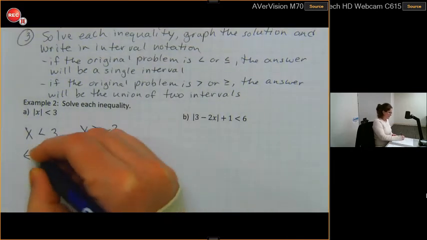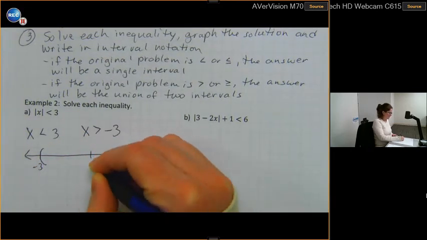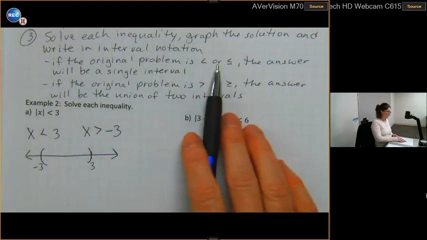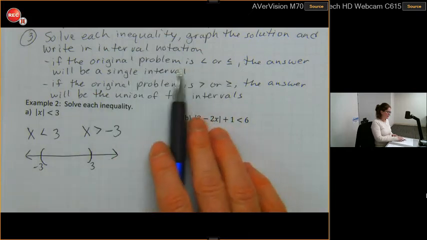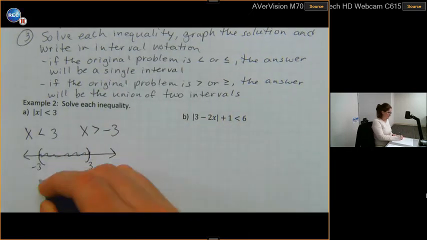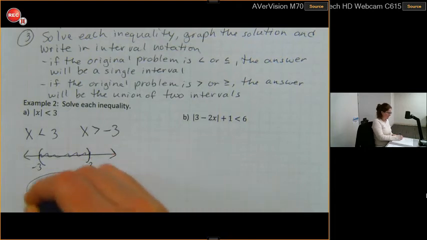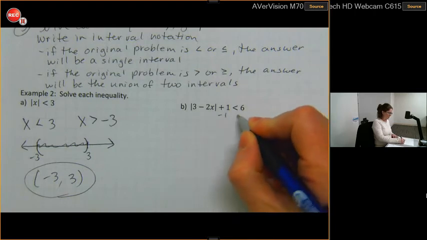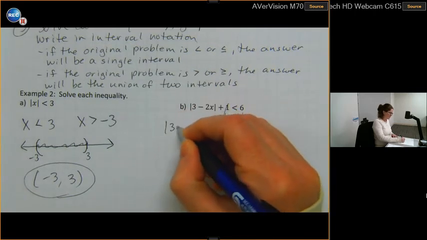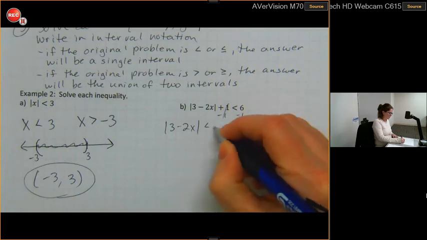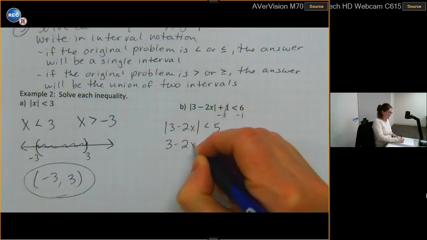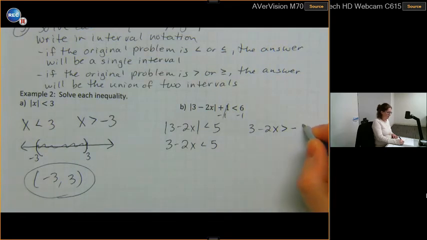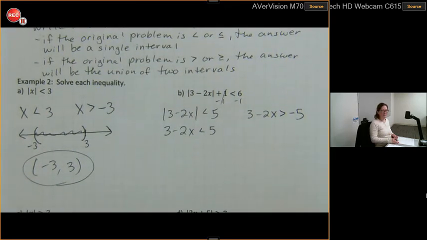So when I graph this, I have greater than negative 3 and less than positive 3, which is what I said up here. When it's a less than inequality, we're going to have a single interval. So my answer is just from negative 3 to positive 3. For part B, first thing I need to do is move that 1. And then I make 2 problems out of it. On the second one, I change the direction of the inequality and make it the negative.